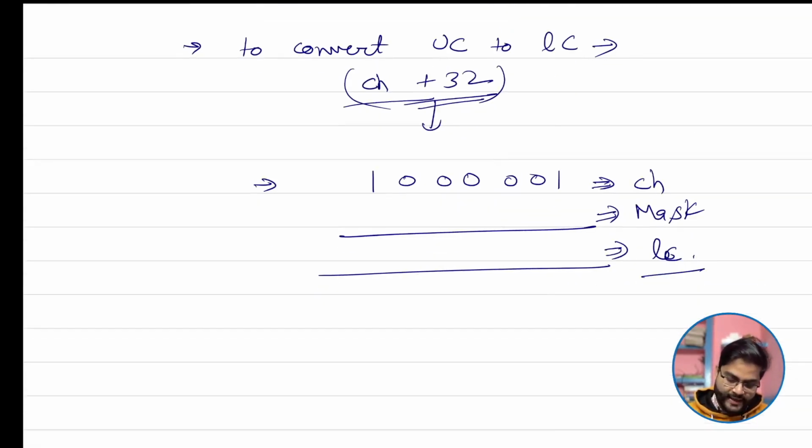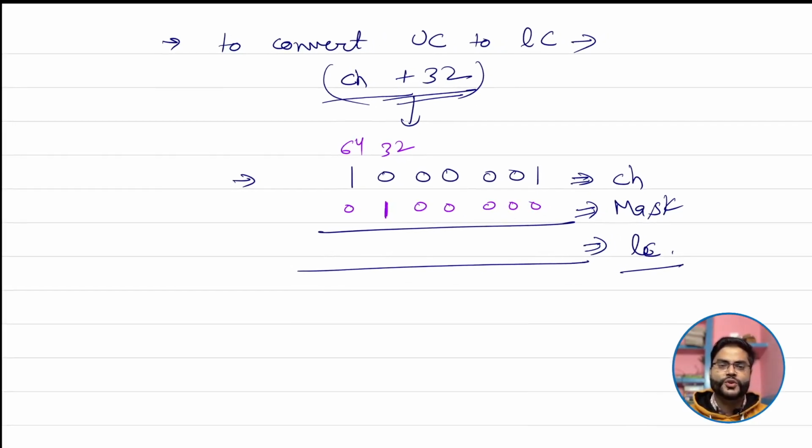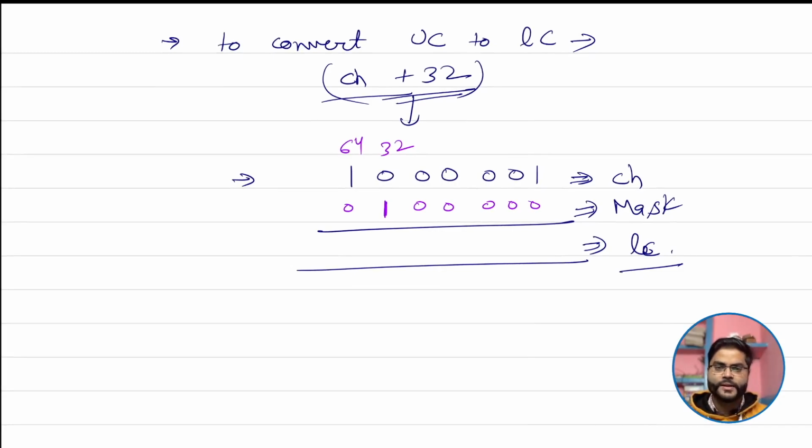So I will take a mask. This is my 32, this is my 64. I will just set this bit, nothing else, and the rest will be zeros. I just want to set this bit. Now which bitwise operator should I use to set this?